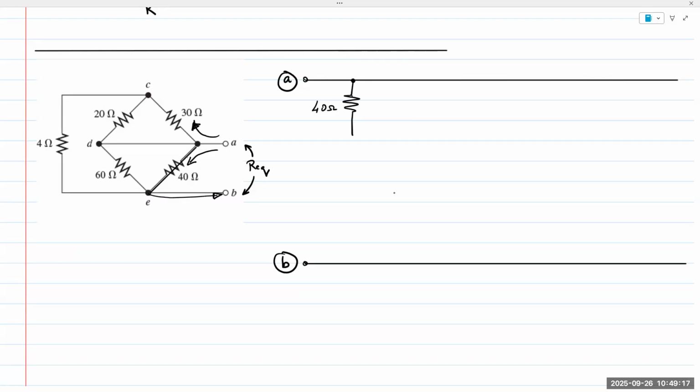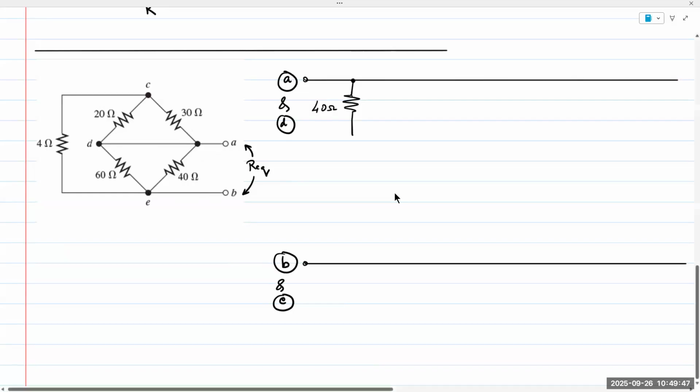What is connected between E and B? There's a wire between 2 nodes. It means it's the exact same electrical node. So B is the same as E. And same is the case with A and D. A and D are connected by a wire, so A and D are the exact same electrical node, no difference. As long as it's connected by a wire, it's the exact same node. So far, so good.